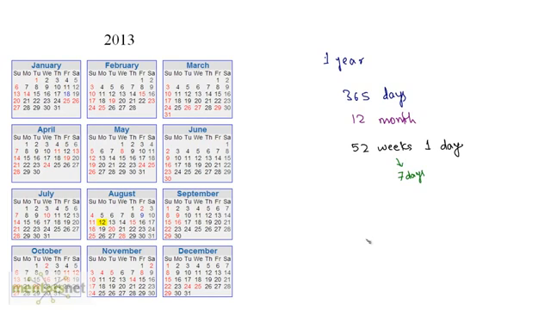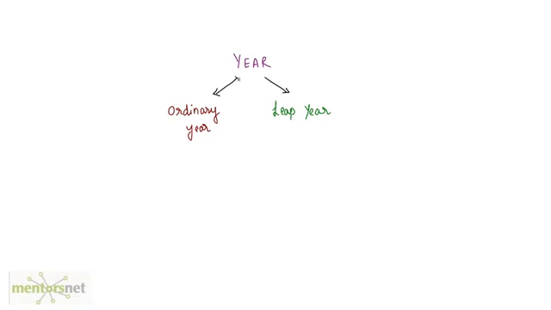Well, this is not the only type of year. You have a special type of year that occurs every 4 years, and that is called a leap year, right? So the one you have just looked at is called an ordinary year or a common year. So as I've told, a year is either an ordinary year or a leap year.